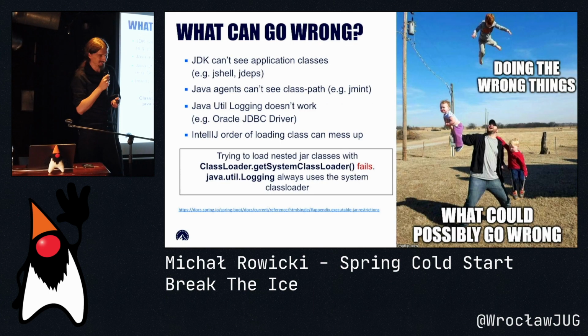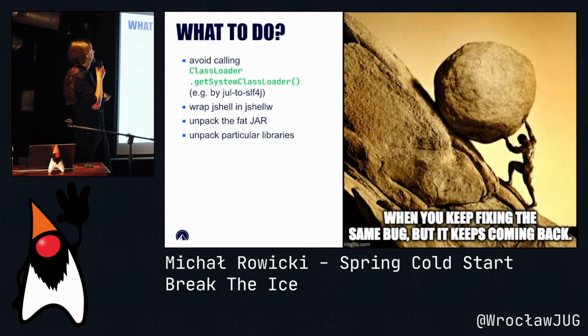But that's not all. Unfortunately, the JDK is not aware of the custom URL class loader. So when we are using tools like JShell and JDeps, they cannot use this custom URL class loader. They try to use the system class loader, and they fail. Moreover, some Java agents cannot load some classes because they try to do it with the system class loader. The very same goes for Java util logging. And I think that's it here.